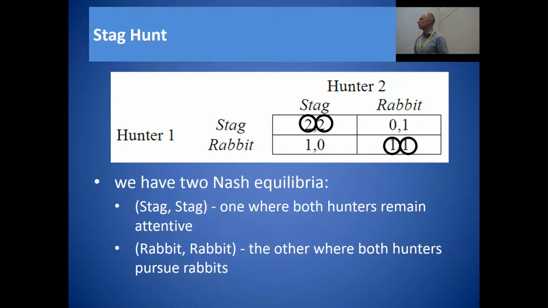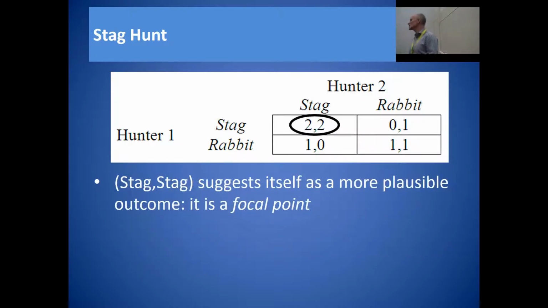Which one of those is more likely? Well, now we can say something. When we looked at Battle of the Sexes, there was no reason to think that either of these outcomes dominated the other. One, the man was better off, and the other, the woman was better off. But if we look at that Nash equilibrium where they both pursue the stag, what's instantly obvious? Both players can get a higher payoff.